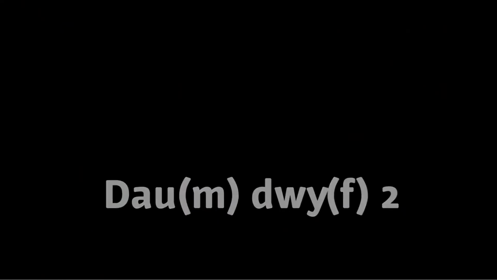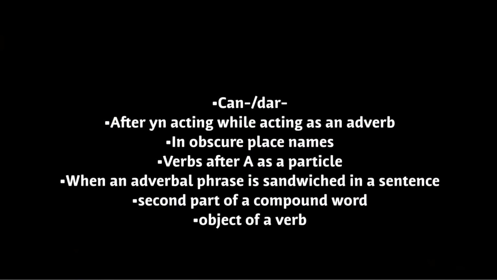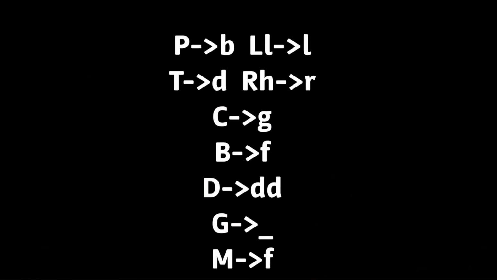As well as after the number 2, after yours and his, which is dy and ei. Words beginning with rh and ll do not mutate after the following set: feminine singular nouns after yn, adjectives after cyn or mor. There are more very specific scenarios in which soft mutation can happen as well, but I will go over those later. This is how soft mutation affects consonants.